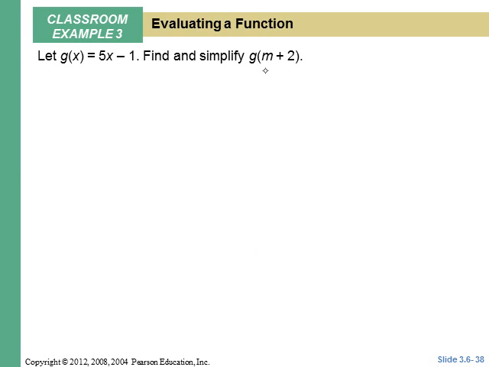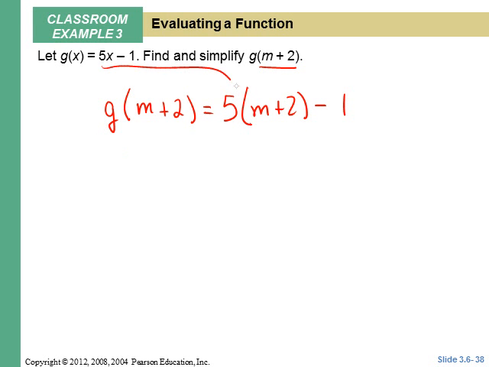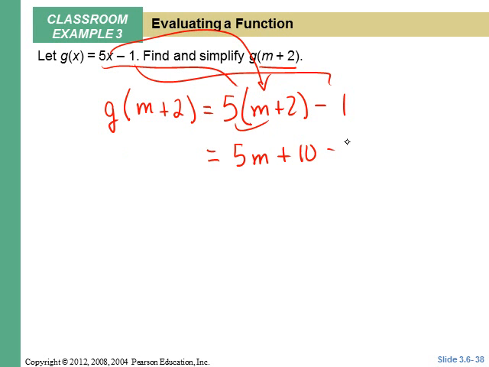Now, this one's a little bit tougher because instead of substituting in a number, we're going to substitute in a more complicated expression. So g of m plus 2 is, instead of writing x, we're going to write m plus 2, minus 1. So we wrote the 5. Instead of writing x, we wrote m plus 2, and we wrote the 1. 5 times m is 5m. 5 times 2 is 10, minus 1 is 5m plus 9. So g of m plus 2 is 5m plus 9.